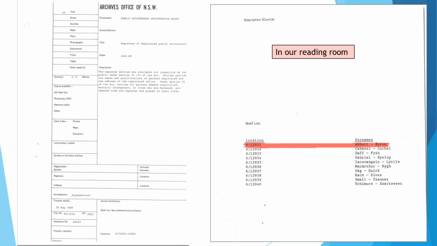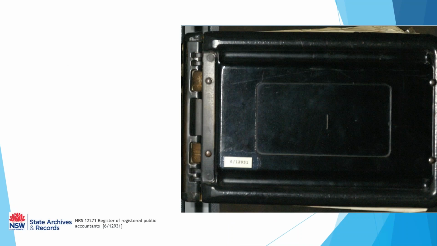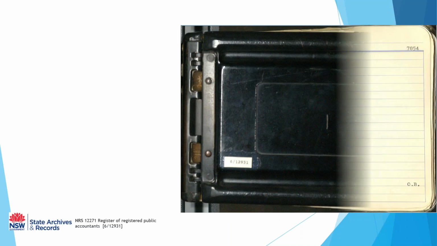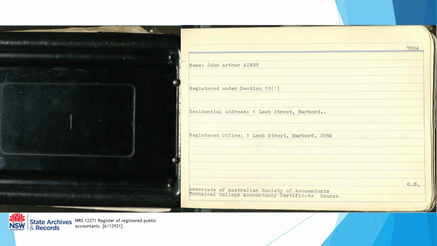In terms of records that have names attached, they can quite often be alphabetical, but in some cases they're by date. Now in this case, I'm just choosing the first item purely at random, and I'm going to show you that item, and that's it there. And if we open it, we get through to John Arthur Ayery, registered under Section 19, residential address, registered office. And there's the payoff for the person who's doing research in the reading room.